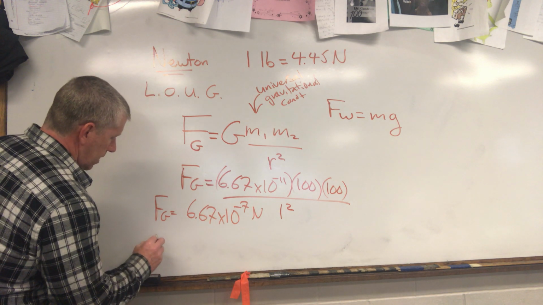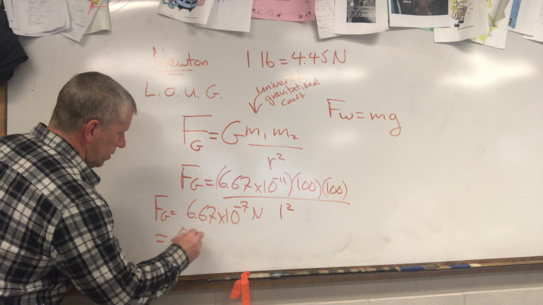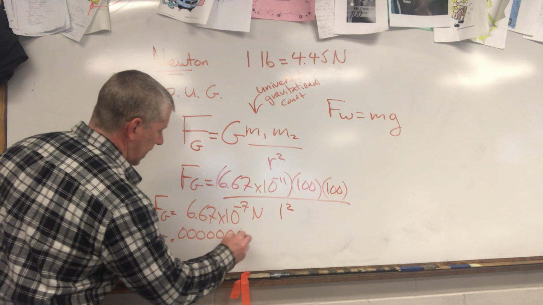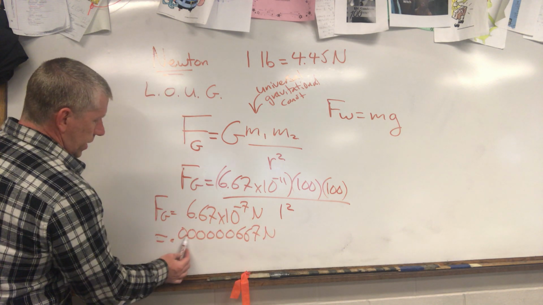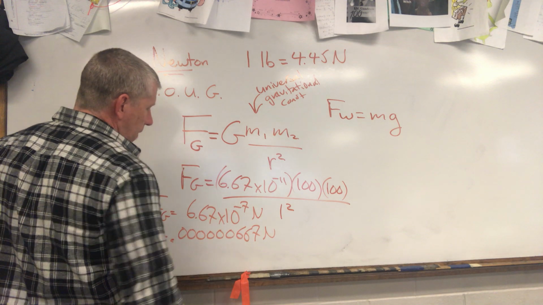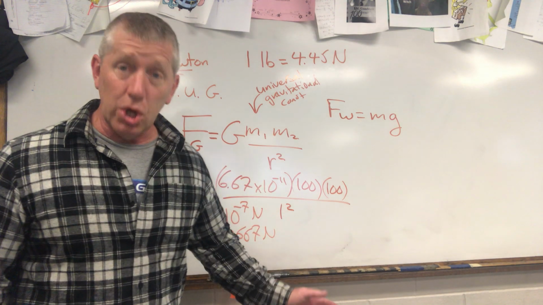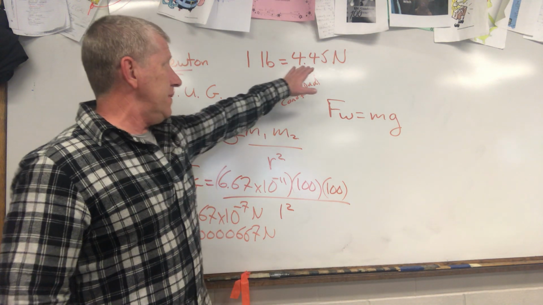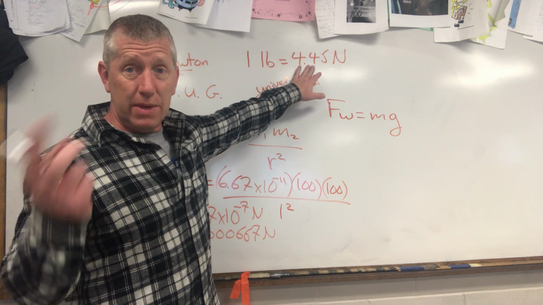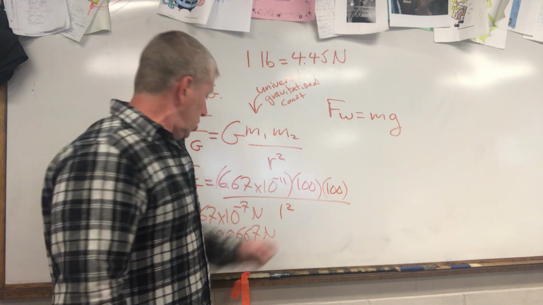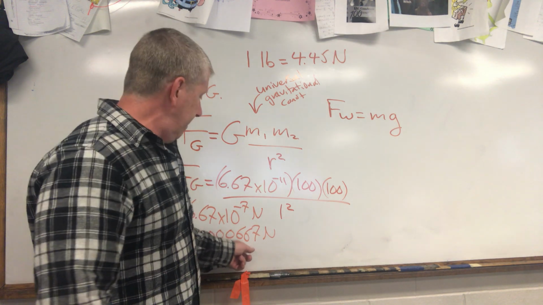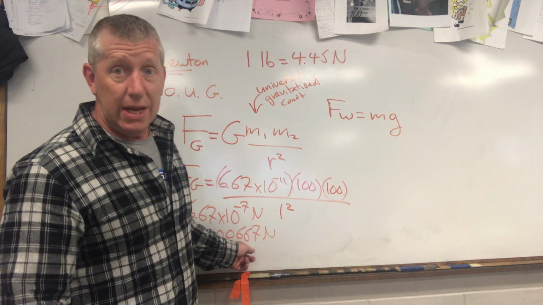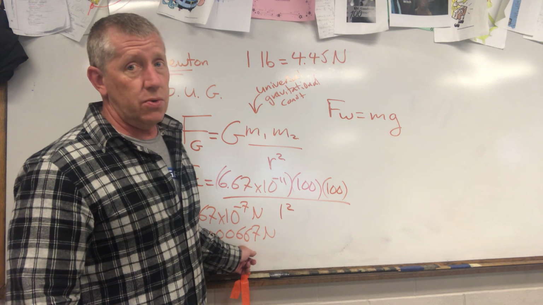Or 0.000000667 newtons. Whoa, 1, 2, 3, 4, 5, 6, 7. You have to get into the 10 millionth of a newton. Now remember, newtons aren't very much. It takes 4.5 of them to equal a pound, which isn't very much. So whoa, that's like hardly anything. So Billy and Susie are not very attracted to each other.